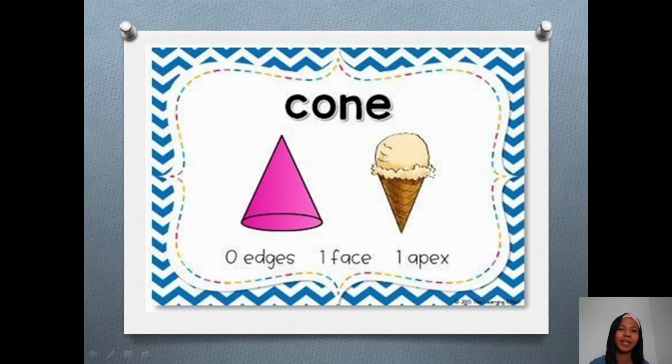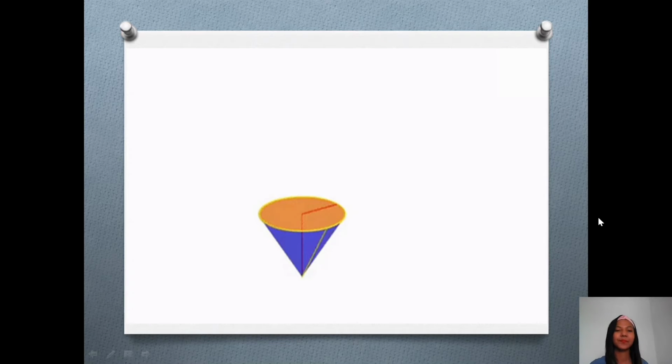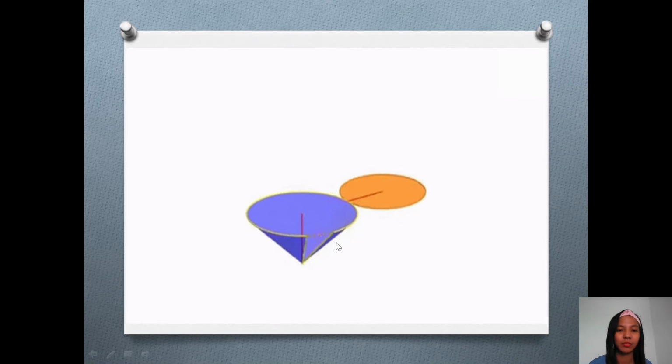Again, what do you call this? A cone. C-O-N-E, cone. Zero edges, one face, one apex. Here is another example of a cone. Again, this is the face part, this is the apex, and this is the body, which is the curve.